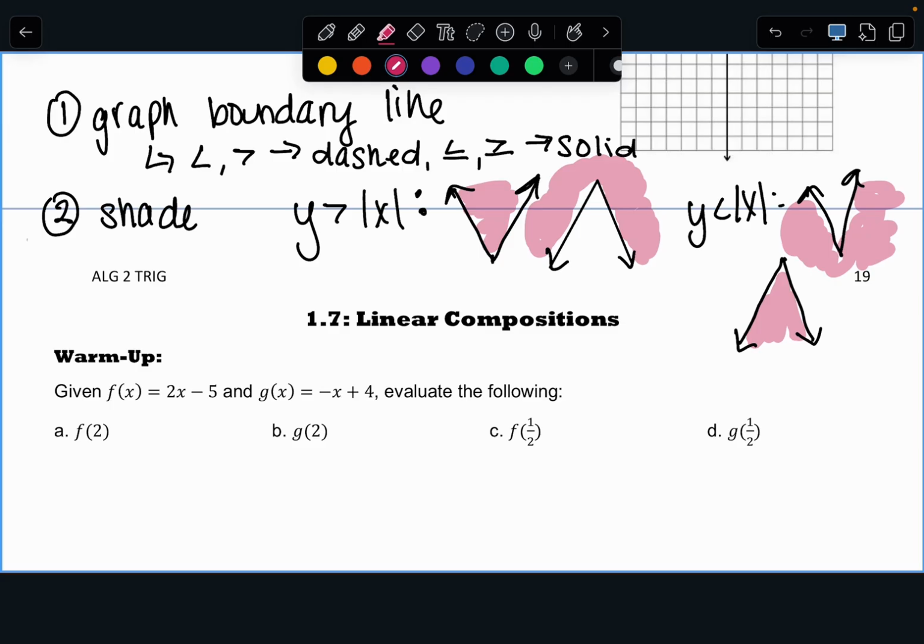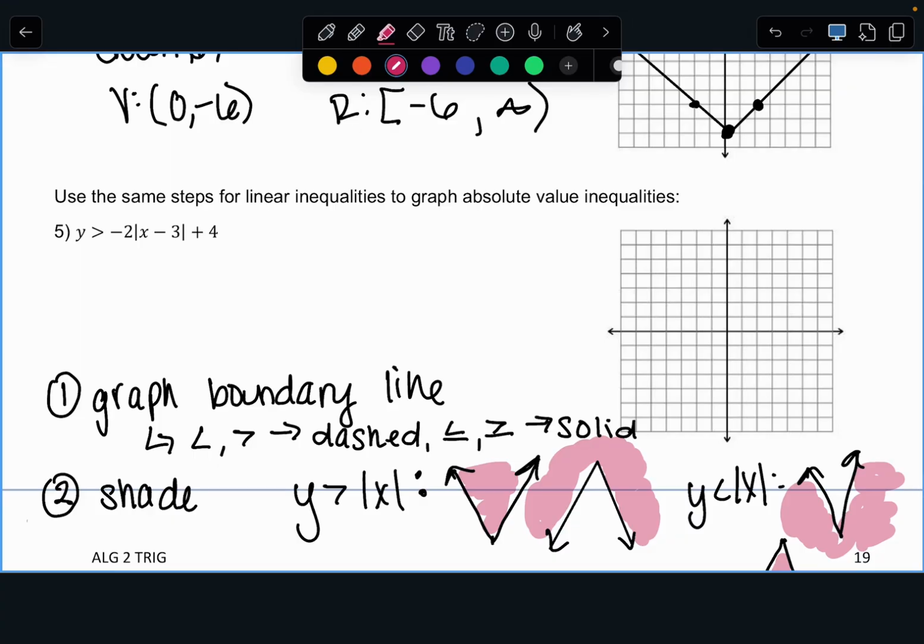But if we cannot remember this, because it's not as easy as linear, what do we do? How do we know what to shade? We test a point, we plug it in, it will always work. Okay? So that's actually what we're going to do for our example. We're going to test a point just so we can practice plugging stuff into absolute values. But just know that these 4 things are always going to be true for your absolute value. Okay. And that's it. We graph the boundary line, we make it dashed or solid, we shade.